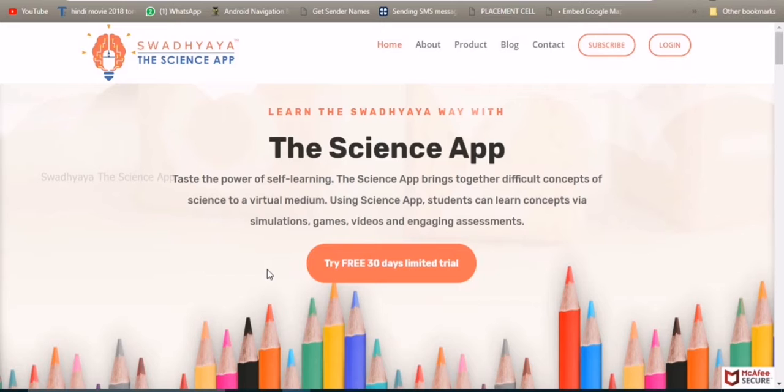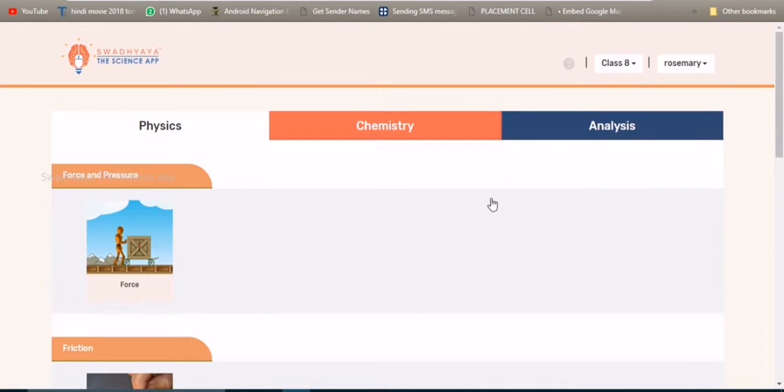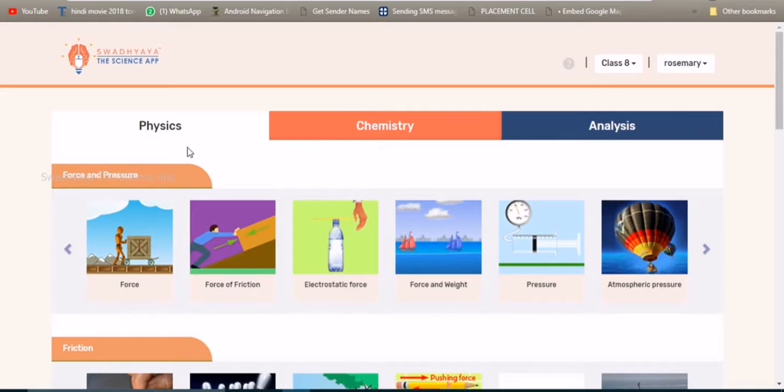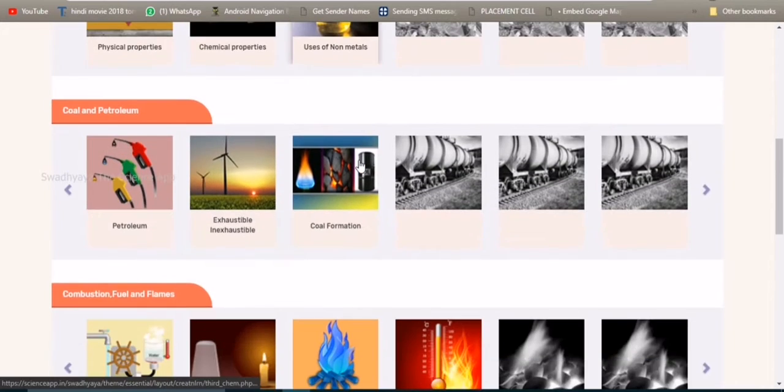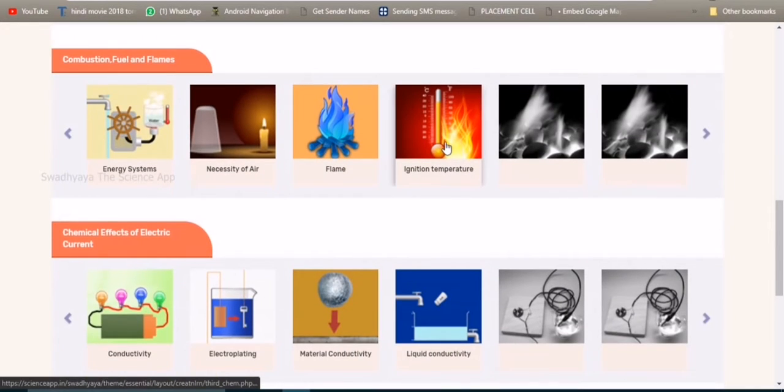Now we can see Swadhyaya The Science App, the main website. Let's log in now. Here we have two subjects, physics and chemistry. Let's go to chemistry, and here I am selecting ignition temperature.